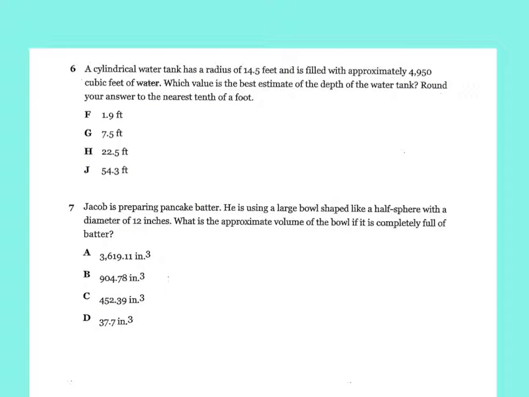Number 6, a cylinder has a radius of 14.5 feet, so they already gave us the radius, and it's filled with approximately 4,950 cubic feet of water, so that means volume. Which value is the best estimate of the depth? That's the same thing as the height of the water tank. Round your answer to the nearest tenth of a foot.